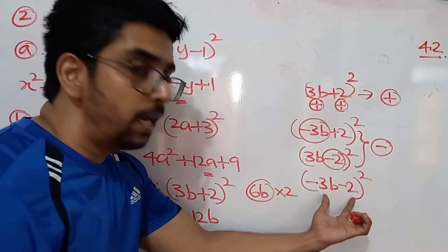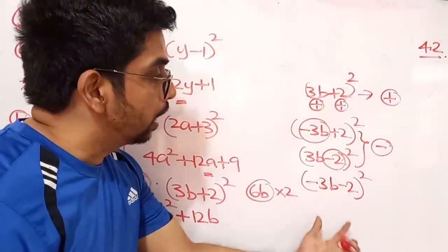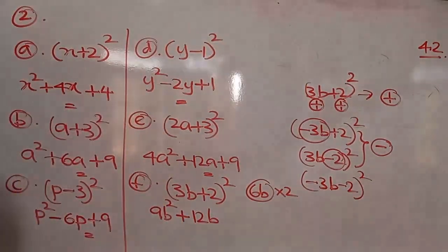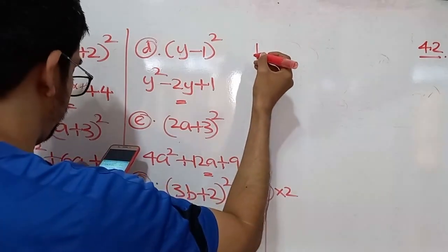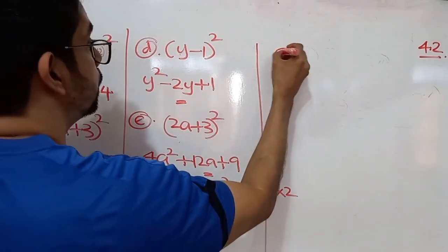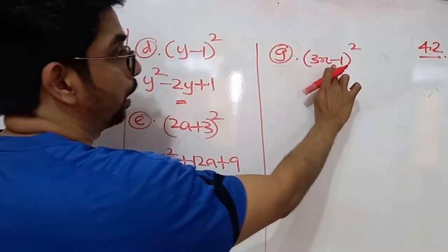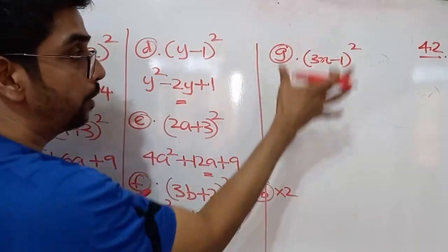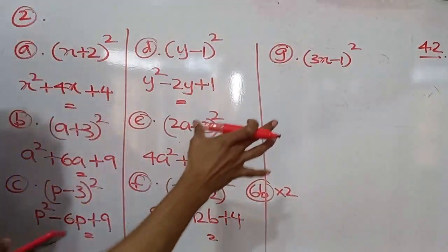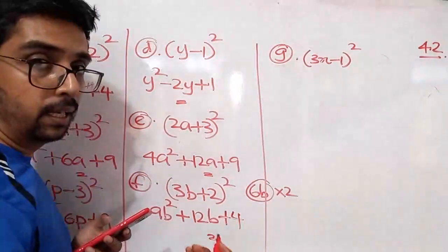Now both terms are negative. Definitely all the terms will be what? Positive. Then we have F. Then we have G. This is minus 1. So after we do the expansion, we will get a negative term.